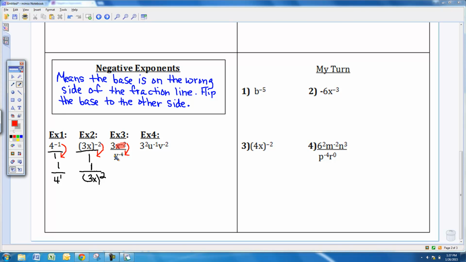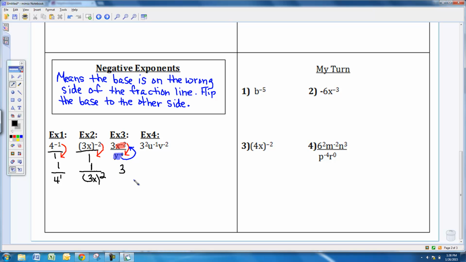Notice we also have another negative exponent. We have y to the negative 4th. So that y to the negative 4th is going to have to flip to the other side of the fraction line and come up to the numerator. So let's see what our new expression is going to look like. The 3 is going to stay in its spot. X to the minus 2 is going to flip to the bottom of the fraction, and this 2 is going to become positive. Y to the negative 4 is going to flip to the top of the fraction, and the 4 is going to become positive.